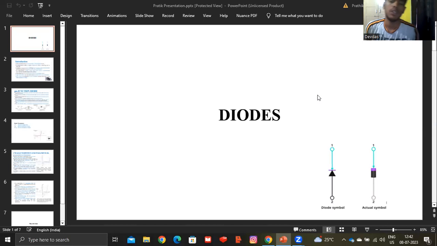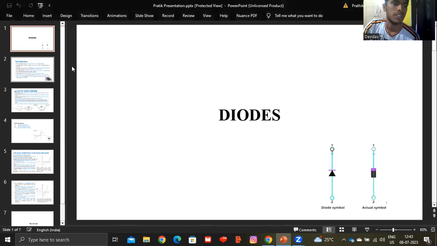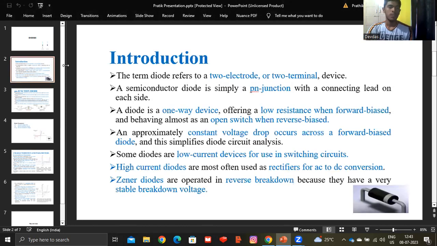So, hello everyone. Today we're going to talk about diodes and their characteristics. So, let's start. The term diode refers to a two electrode or two terminal device. A semiconductor diode is simply a PN junction with connecting leads on it.